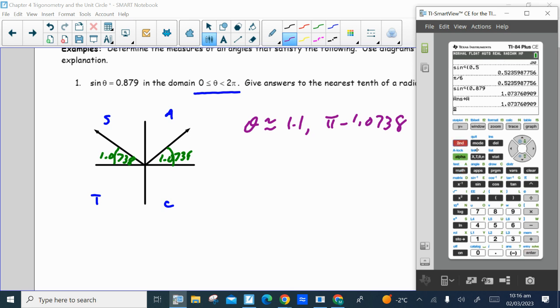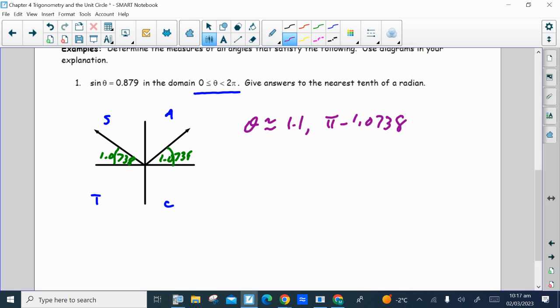And now if you go pi minus it, and again you use the entire value of pi minus the previous answer, that second rotation angle would be 2.1 if we round to the nearest tenth. So this will be approximately 2.1. And again, when you don't put any unit there, that means you're in radians.